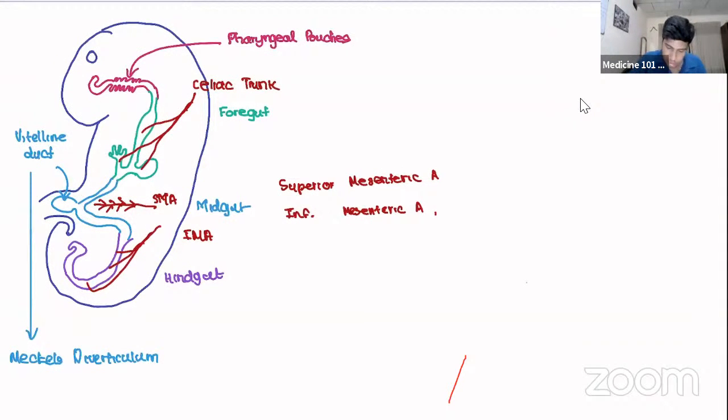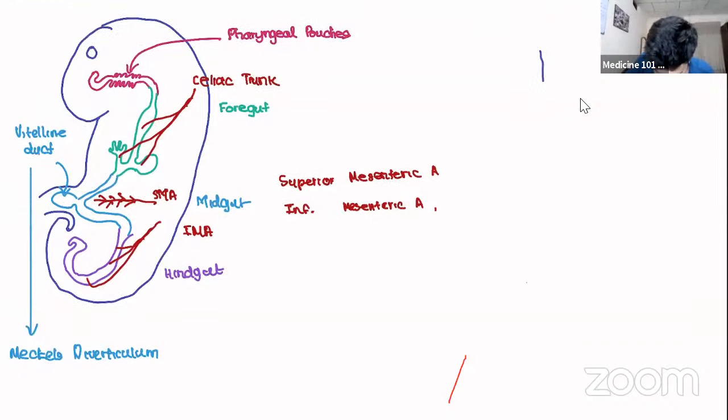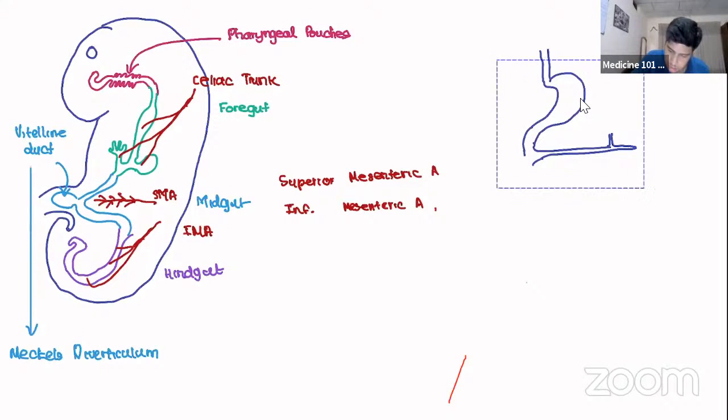Now let's take a look at these structures again. We have the esophagus, then we have our stomach, then we have our pancreas. Next, guys, I'm going to change the color. It's fine. From here, I'm going to change the color.